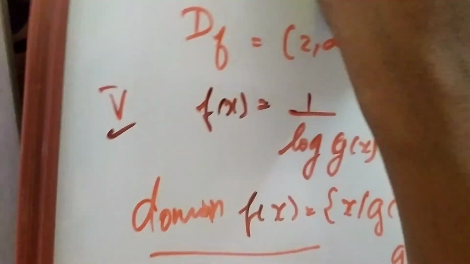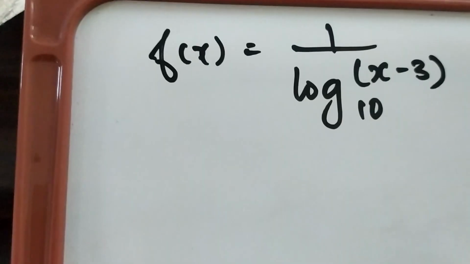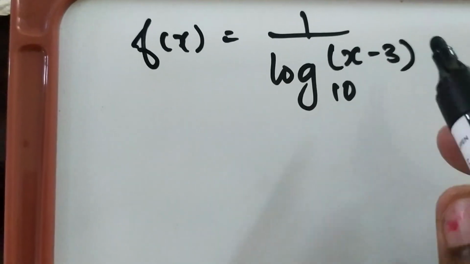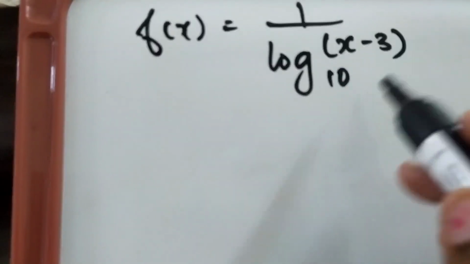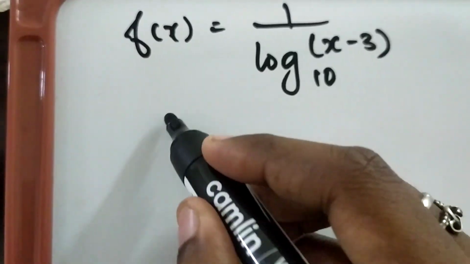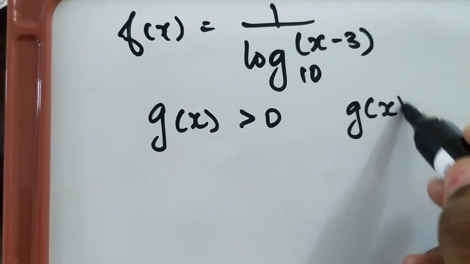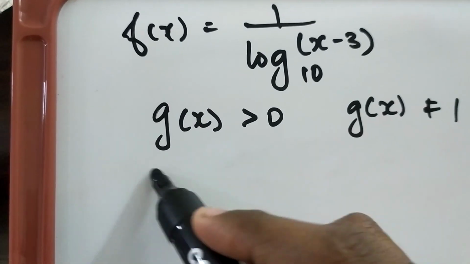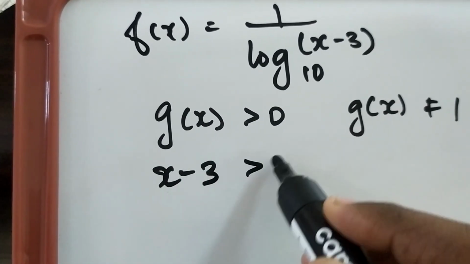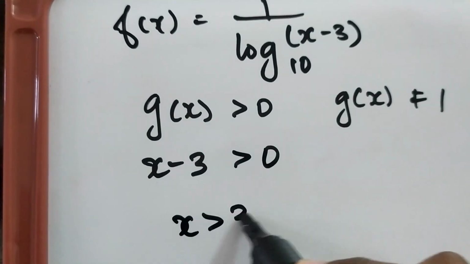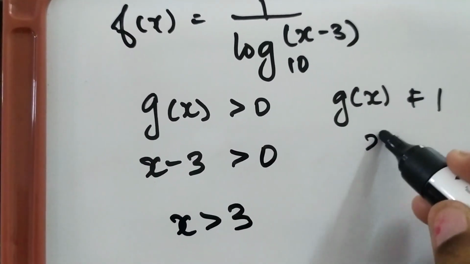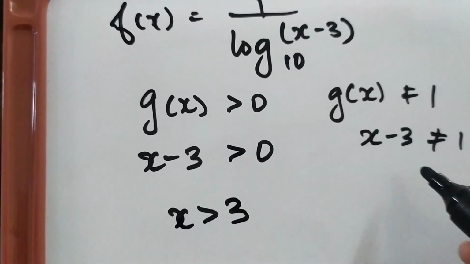Understood? So here what I am going to do is, see, the function as 1 by log of x minus 3 base 10. Okay, the condition here is g of x should be greater than 0 and g of x should not be equal to 1. So here g of x is x minus 3, which should be greater than 0. Therefore, x is greater than 3 and x minus 3 is not equal to 1.